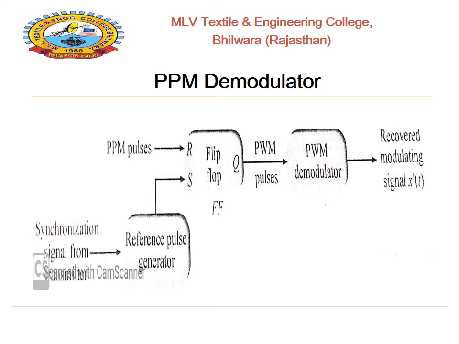When the reference pulse arrives, the flip-flop circuit is set or turned on, giving high output. The synchronization signal sent by the transmitter is used to generate the reference pulse signal. At the leading edge of the position modulated pulse, the flip-flop circuit is reset or turned off, giving low output. The procedure stated above is repeated again and again, and finally we get PWM pulses at the output of the flip-flop. Then the PWM demodulator is used to get the original modulating signal from the PWM signal.